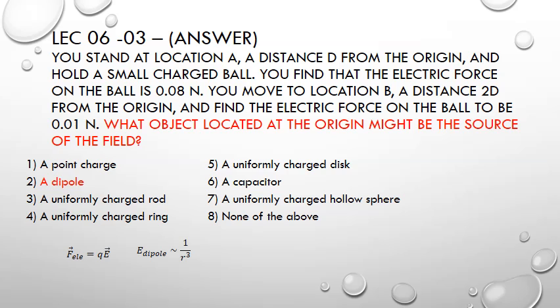The dipole field is proportional to 1 over r cubed. So if I put 2d in r, the 2 is going to get cubed. That would give us 8. That will reduce the electric field by 1/8.